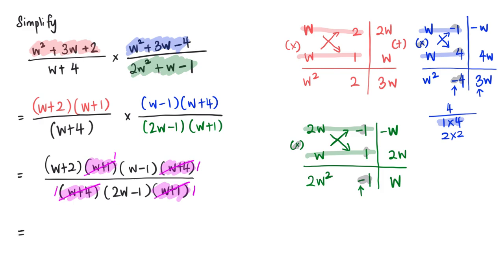And therefore, final answer, w plus 2, w minus 1. You do not have to expand out, just leave it in this factorized form. You can also continue to write the bracket, it's perfectly fine.